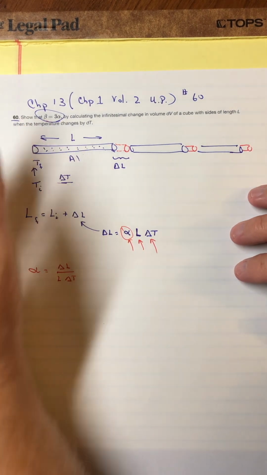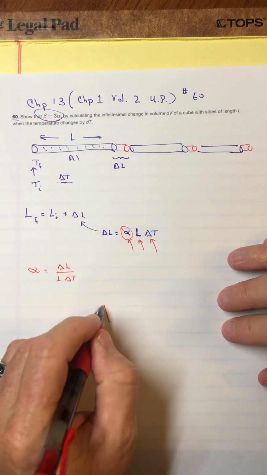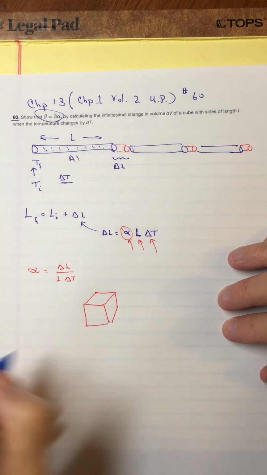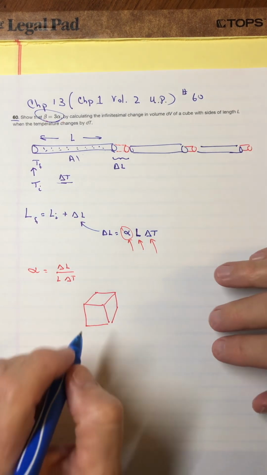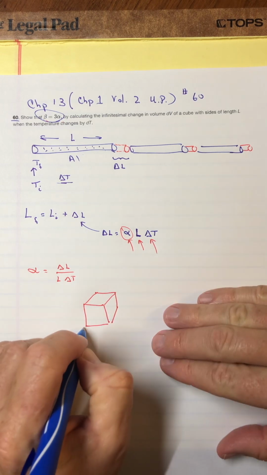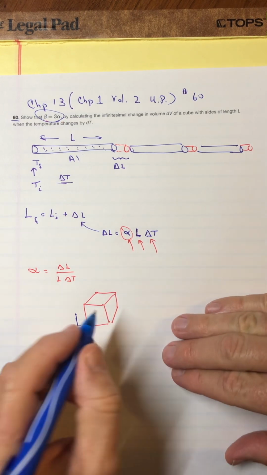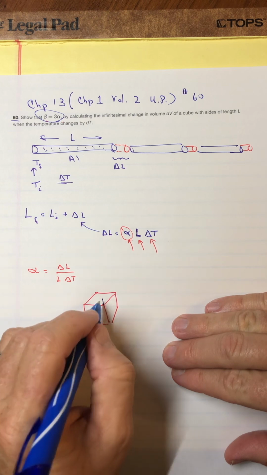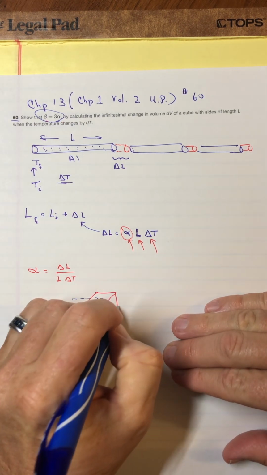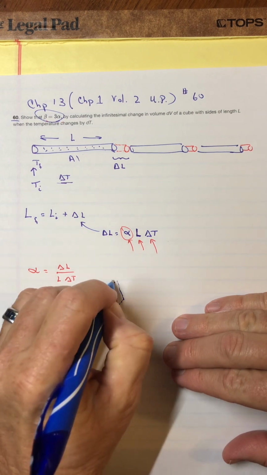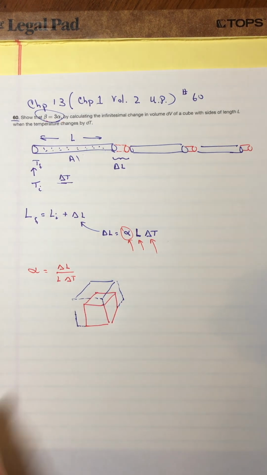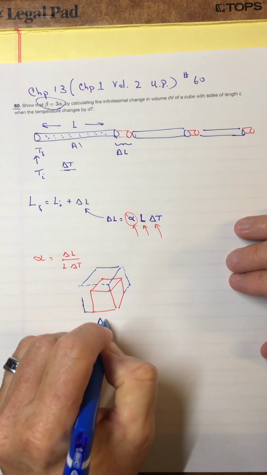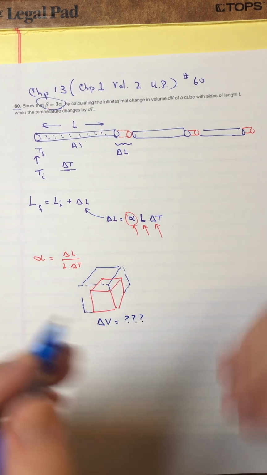Now, the beta is a 3-dimensional, and you might even say more realistic approach, because when you warm up something like a cube, and that's how they suggest we do this, it will get bigger in its width, bigger in its height, and bigger in its depth. And so the same idea is going to happen where there is going to be a change in the volume, an increase in the volume.